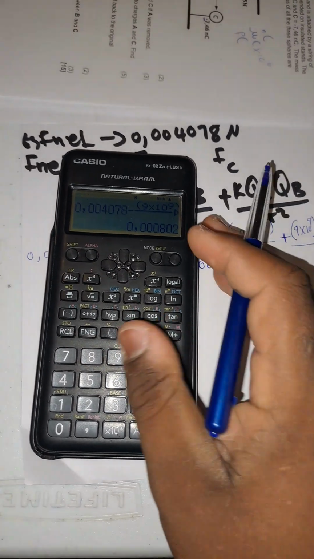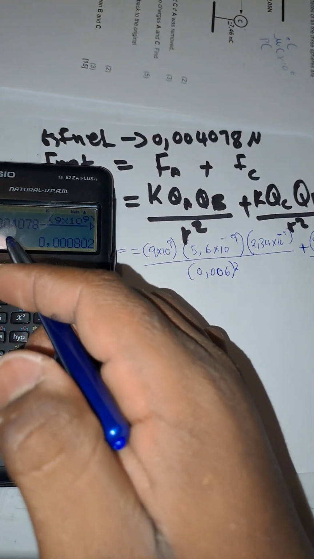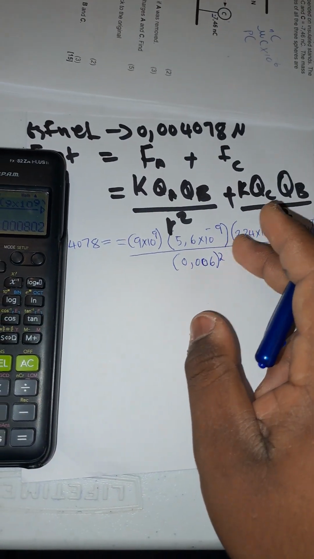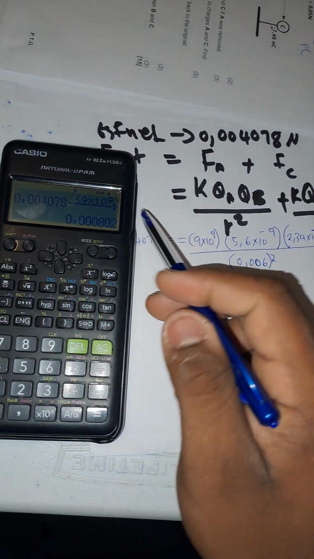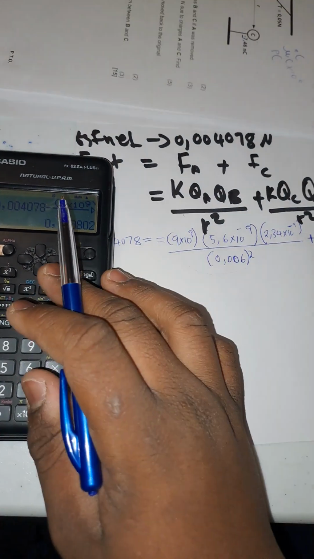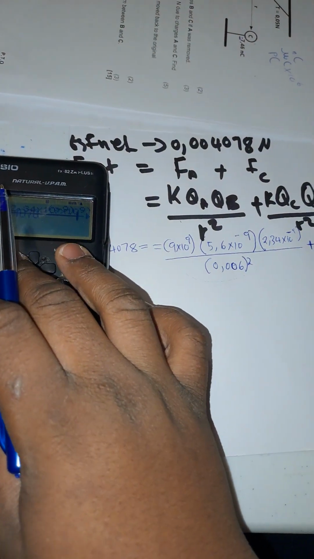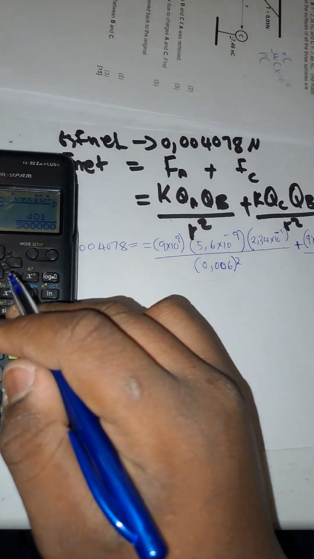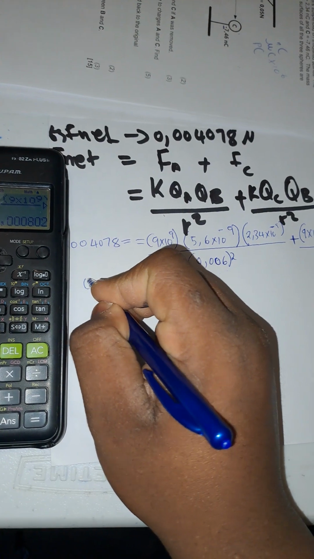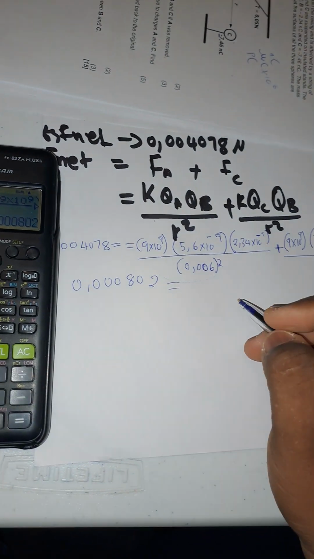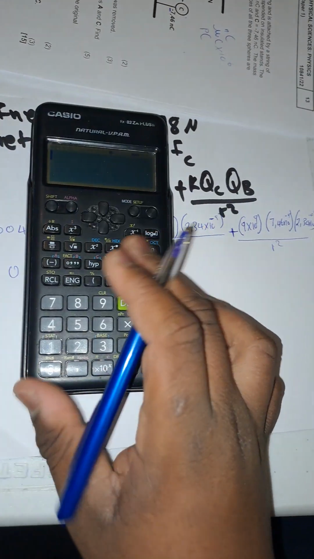So guys, I simply simplified everything. I simply wrote the F net minus the sum of this thing, because I will have to take this thing to the other side. So when I say 0,004078 minus this whole thing, I will get what? Did I square? Because I must square. Yes, I did. So what am I getting? You must always square. You're getting 0,000802.